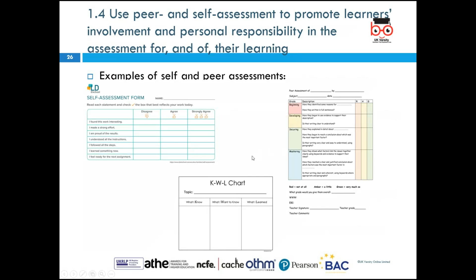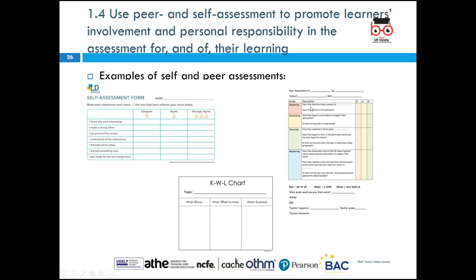And then again, we've just got examples of self and peer assessments. You can fill out self-assessment forms, simply where you're asking the student, did I find this work interesting, agree, disagree, or strongly agree? Did you make a strong effort? Are you proud of the results you got? That type of thing there.